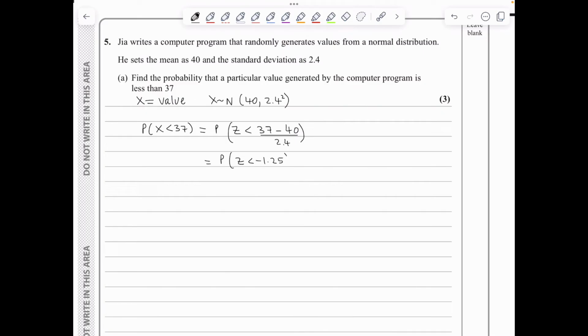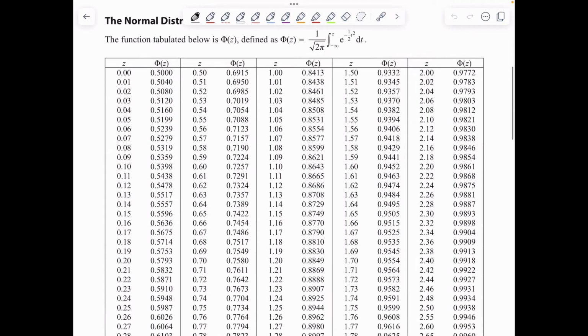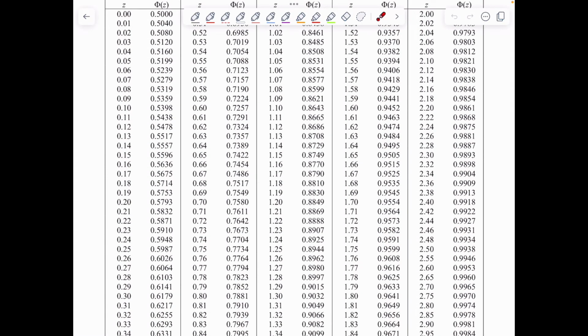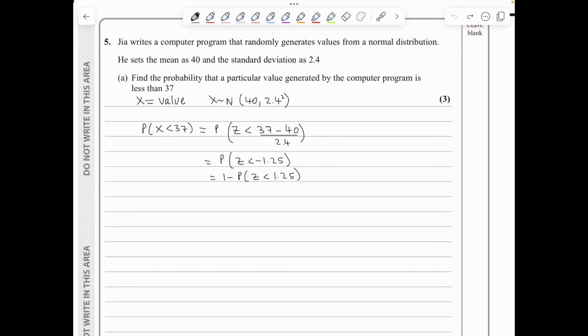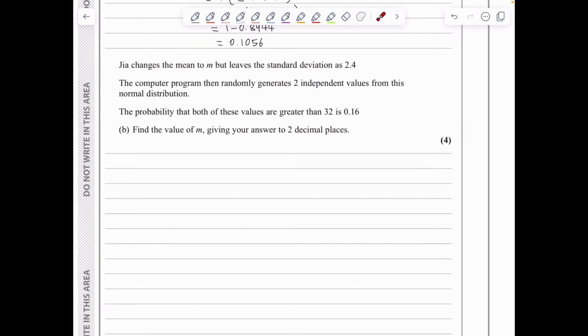I want this to be positive, so I'll do 1 minus the probability of z being less than 1.25. Going to the table of values in the formula booklet for 1.25, I read off the probability of 0.8944. And therefore we've got 1 minus 0.8944, which is 0.1056.